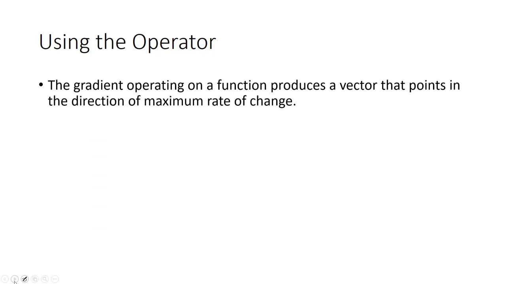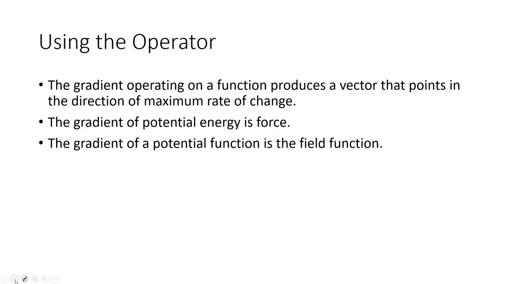So, using the gradient operator on a function produces a vector that points in the direction of the maximum rate of change. That's why we call it a directional derivative. The gradient of potential energy is force, and the gradient of potential is field. So I've been previewing this idea all along. The relationship between potential energy and force is analogous to the relationship between potential and field.